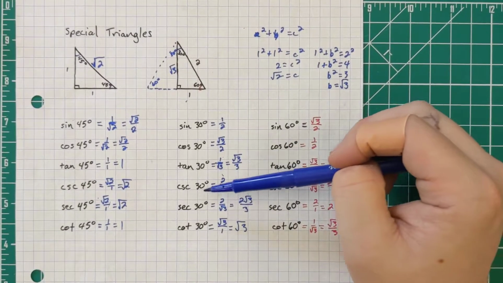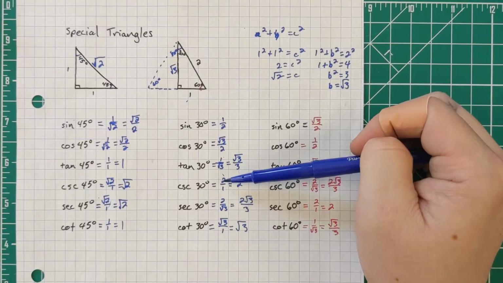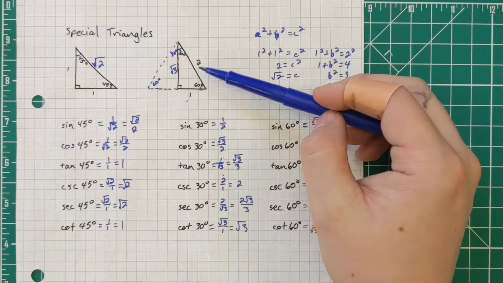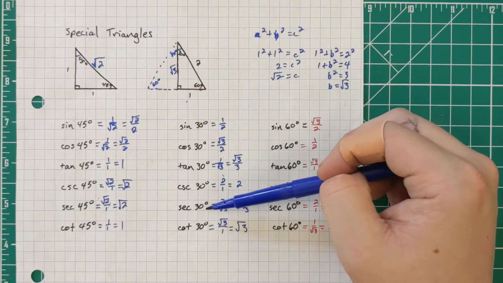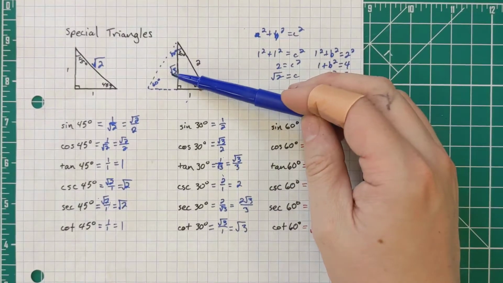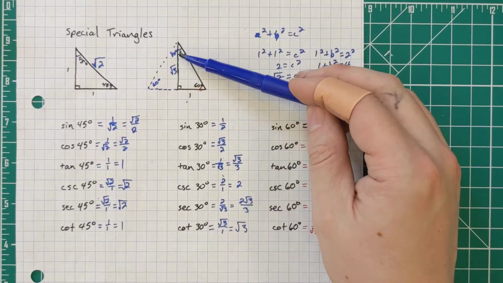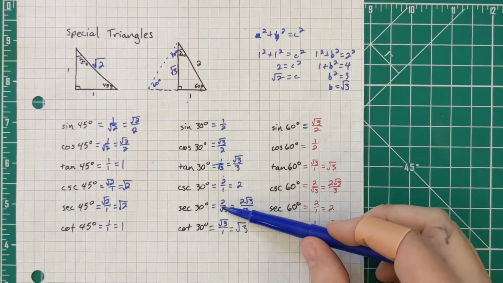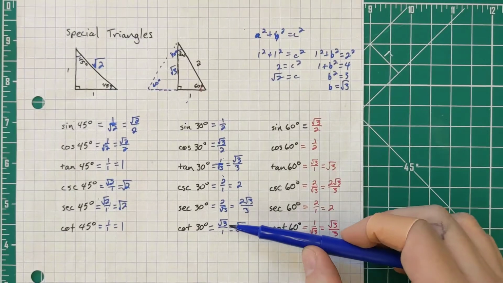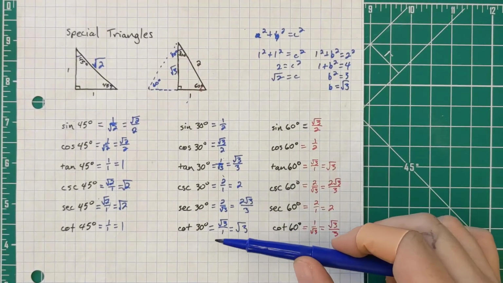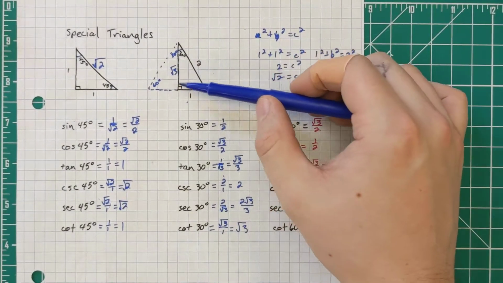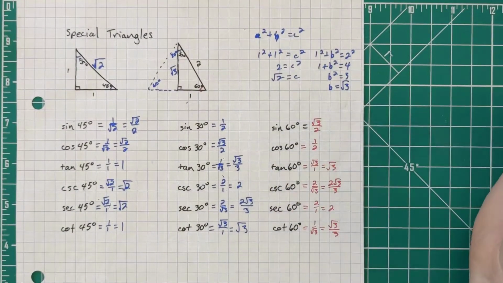So rationalize that denominator. Cosecant, once again, hypotenuse over opposite. The hypotenuse over the opposite of 30 degrees is 2 over 1, which is 2. Same here, secant is hypotenuse over adjacent. Square root of 3 is adjacent to the 30-degree angle, so 2 over square root of 3, which simplifies to 2 square root of 3 over 3. Now, cotangent is adjacent over opposite, square root of 3 over 1, which is just square root of 3.